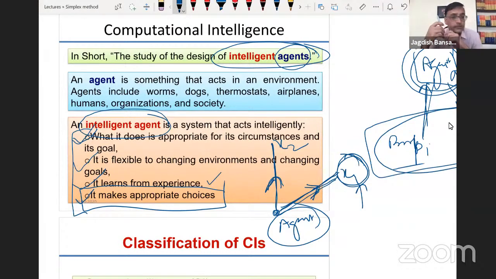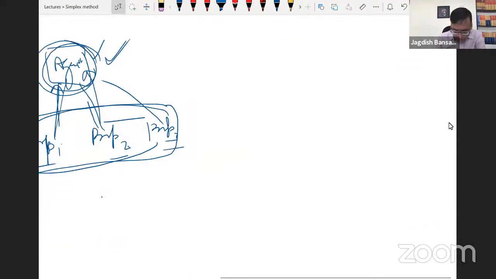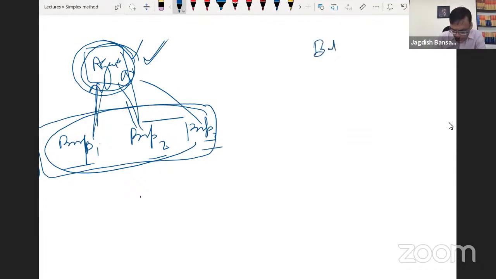And how to insert these properties into a non-living thing? The same way a child learns. Suppose a newborn baby is there. So how does he learn, how does he become intelligent?